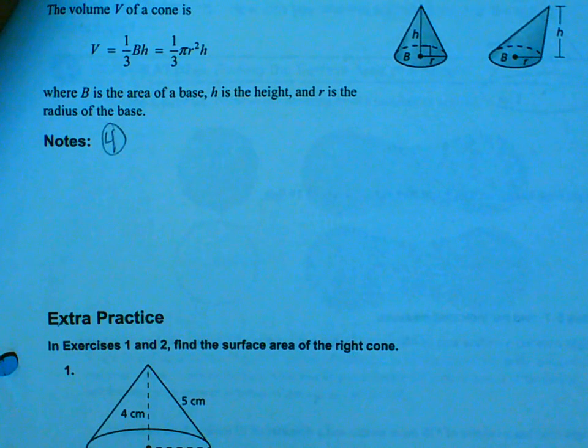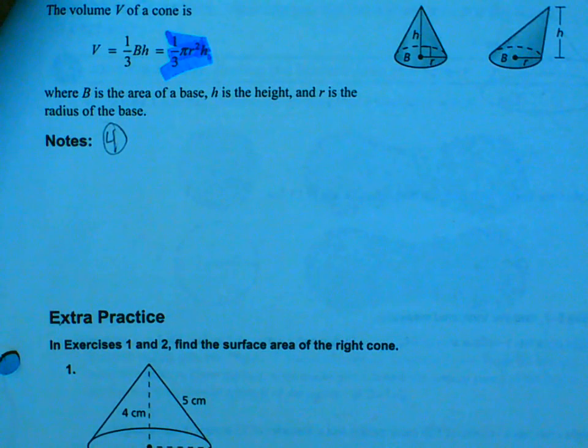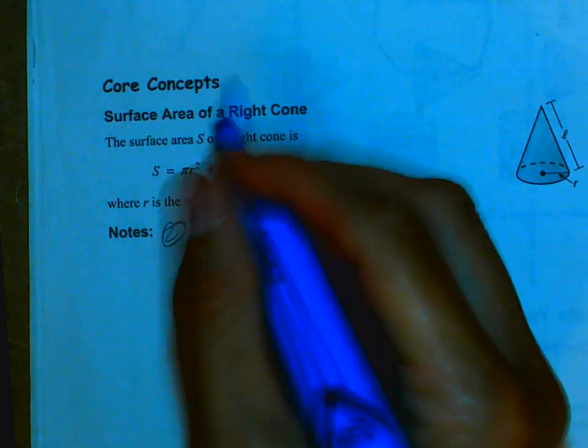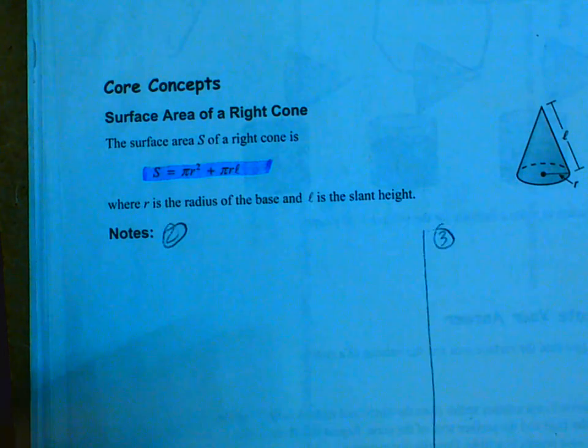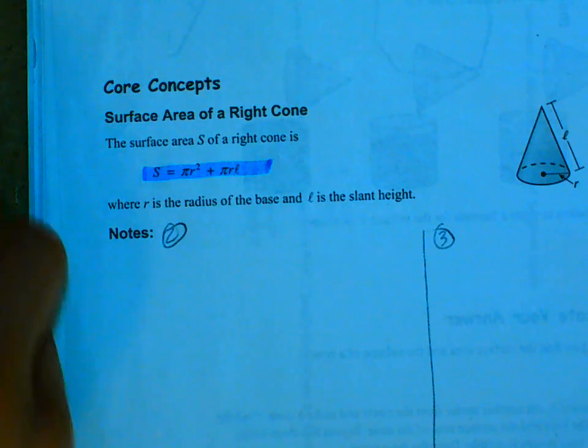Let's revisit the equations again. The volume of a cone is pi r squared times the height divided by 3. On the previous page, the surface area of a cone is pi r squared plus pi r L. So let's go ahead and start the problems.